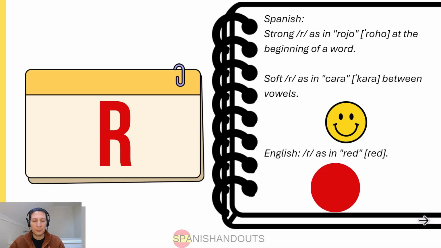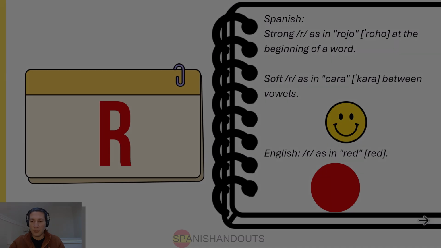Next, we have the letter R. In Spanish, we use it as a strong R, as in rojo, at the beginning of a word. Or we pronounce it as a soft D, as in cara, between the vowels. In English, you have the same pronunciation as in red.